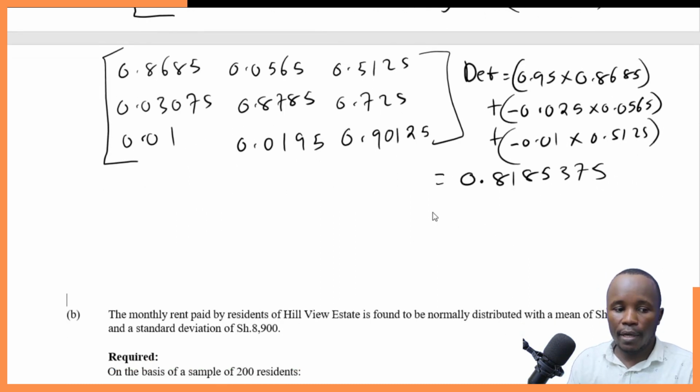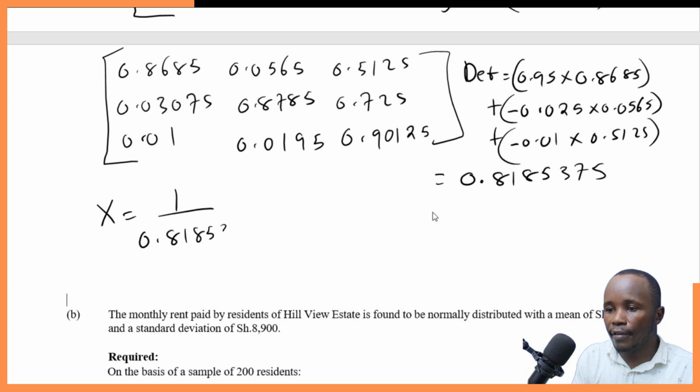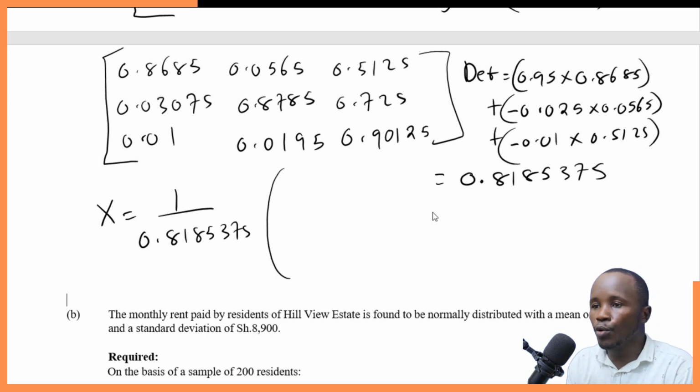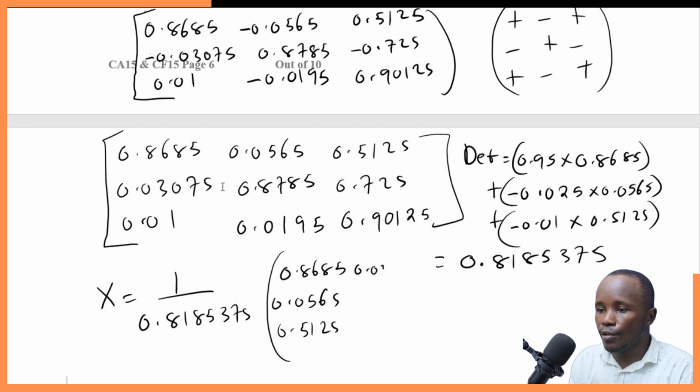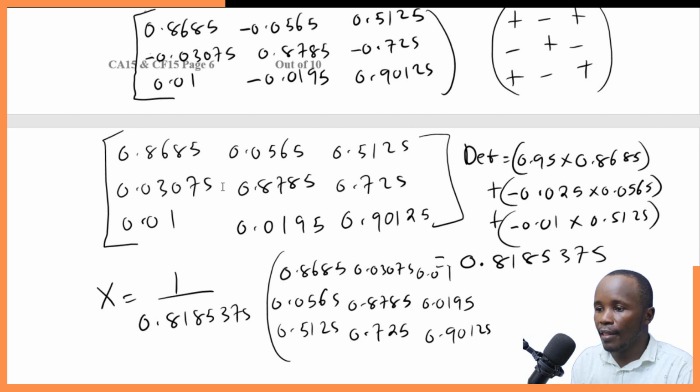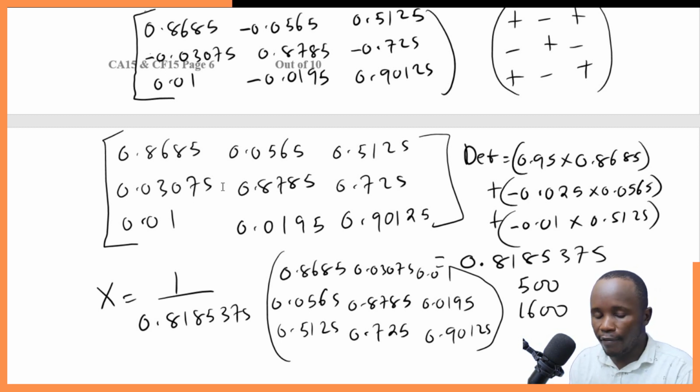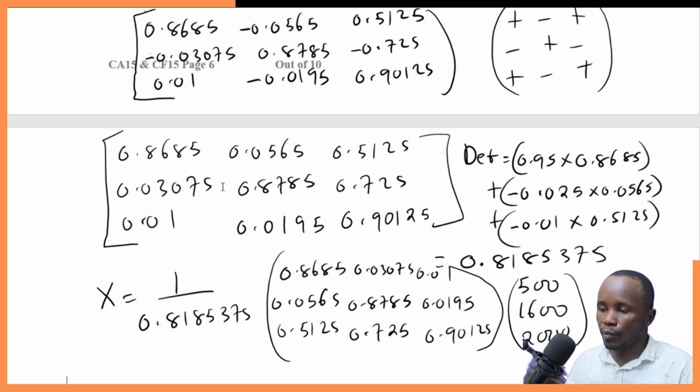So we are looking for the output. Our x is equal to 1 over the determinant, 0.8185375, times the adjoint matrix, which you get by transposing the cofactor matrix. The rows become the columns. 0.8685, 0.0565, 0.5125, then 0.03075, 0.8785, 0.725, then 0.01, 0.0195, 0.90125. Then I multiply by the output. The output you have been given here is 500, then 1,600, and finally 2,000. Where am I getting these figures from? Here.